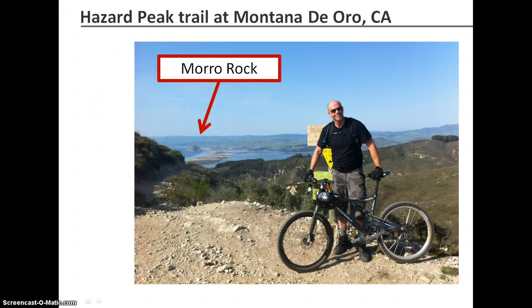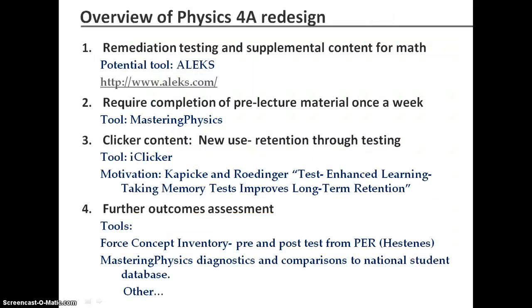The next rock is Morro Rock, seen here far in the distance from a recent bicycle trip out on Montaña de Oro. This particular trail is called the Hazard Peak Trail. So my redesign has, in essence, 4 main components as I'm putting forth here. The first is remediation testing and supplemental content for math. The tool that we've come across is ALEKS.